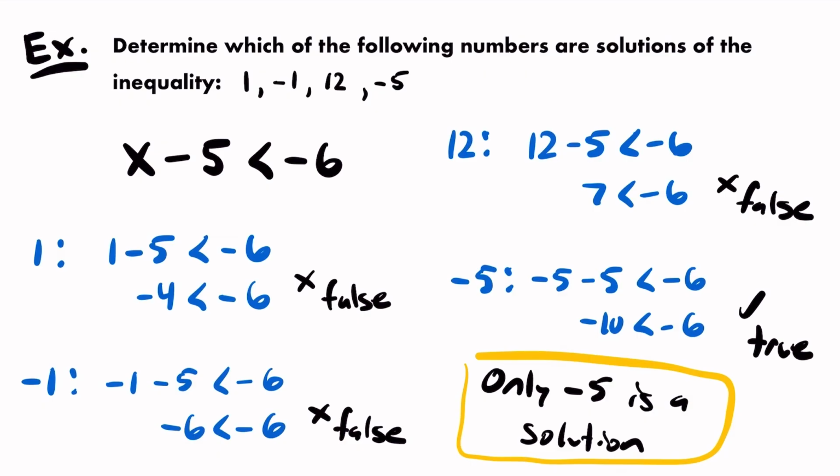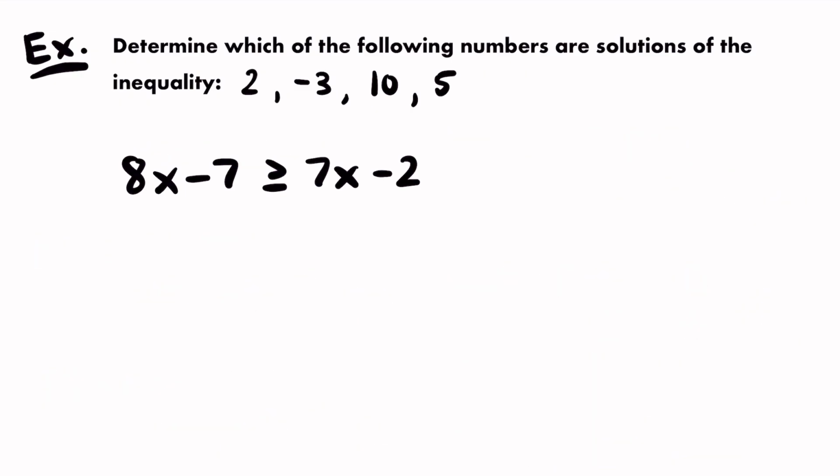Let's take a look at one more example for this video. For our final example, we want to determine which of the following numbers are solutions of the inequality, and we want to check 2, -3, 10, and 5. For this inequality, 8x minus 7 is greater than or equal to 7x minus 2. We have a slightly more complicated inequality this time around. The variable of x is on both sides of the inequality, so we have to make sure that when we check these numbers, we plug each of them into both of those variables of x.